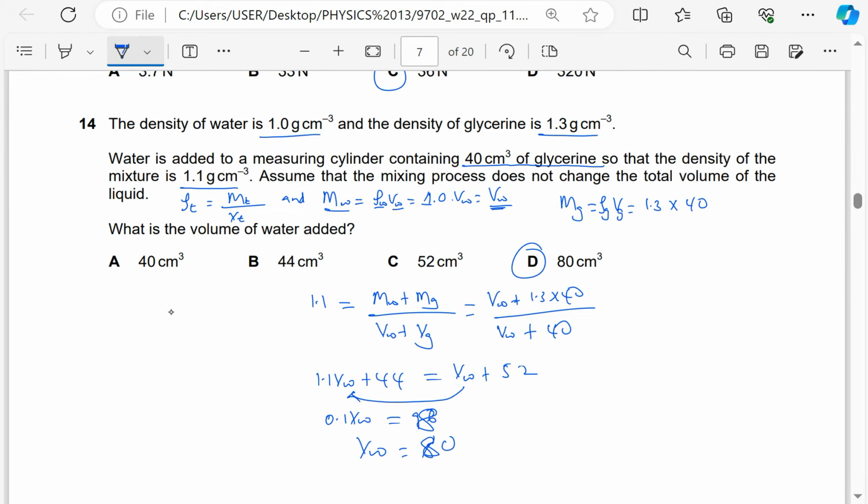So the answer is going to be D. So that is 80.